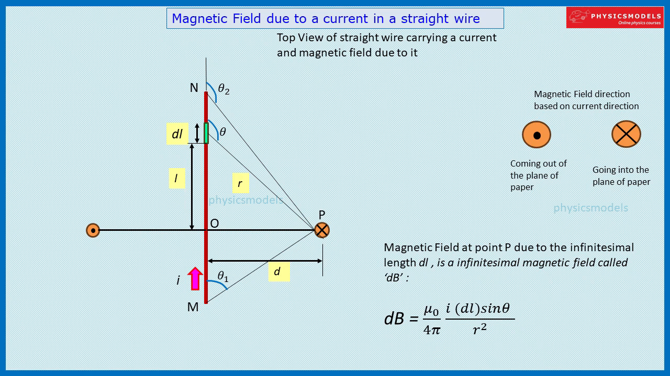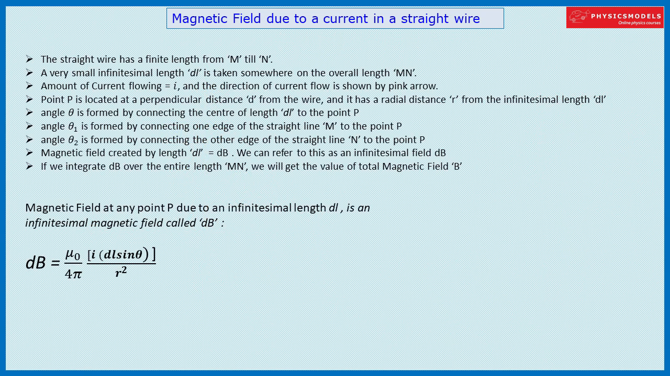With that, the magnetic field at P due to dl only, an infinitesimal magnetic field dB, is equal to mu0 by 4 pi into I into dl sine theta by r squared. The dB is therefore proportional to the current I. It's proportional to a constant mu0 by 4 pi. It's proportional to dl sine theta, and it's inversely proportional to the radial distance, the term r squared.